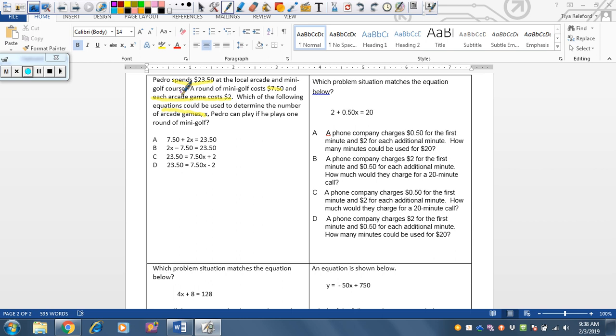Sometimes spends means we're subtracting, but I don't think that's the case here because we want to know the number of arcade games X. So we're looking for 2 times X, right? Because each arcade game costs $2. So cross off any equation that does not have 2X.